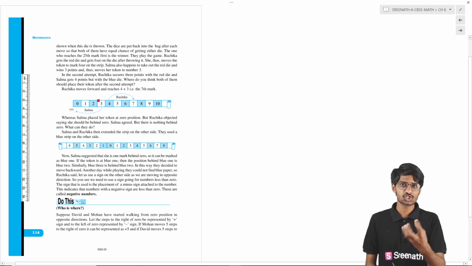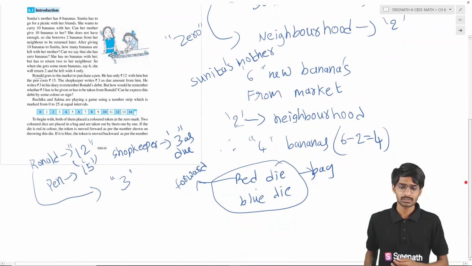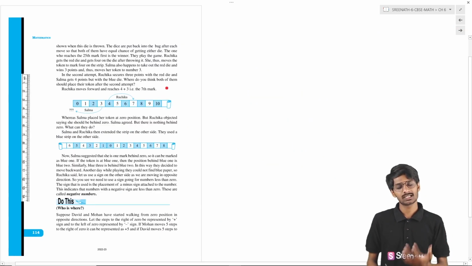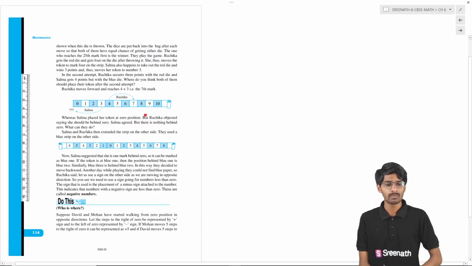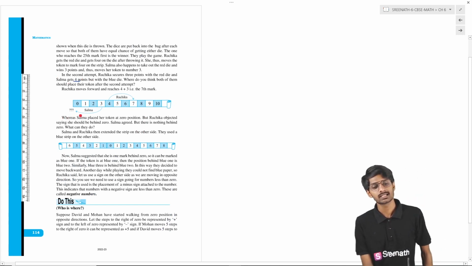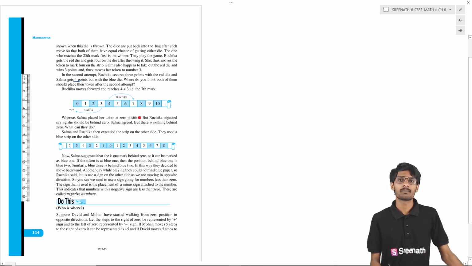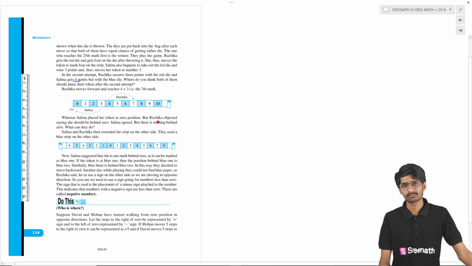But Salma has taken the die that is the blue die. So if there is a blue die, what do you have to do? If you take a blue die, you have to move backward. How many steps backward? How many numbers you are getting on the die, that many numbers you have to move backward. So Salma gets 4 points on the die. So she has to move 4 points or 4 steps backward.